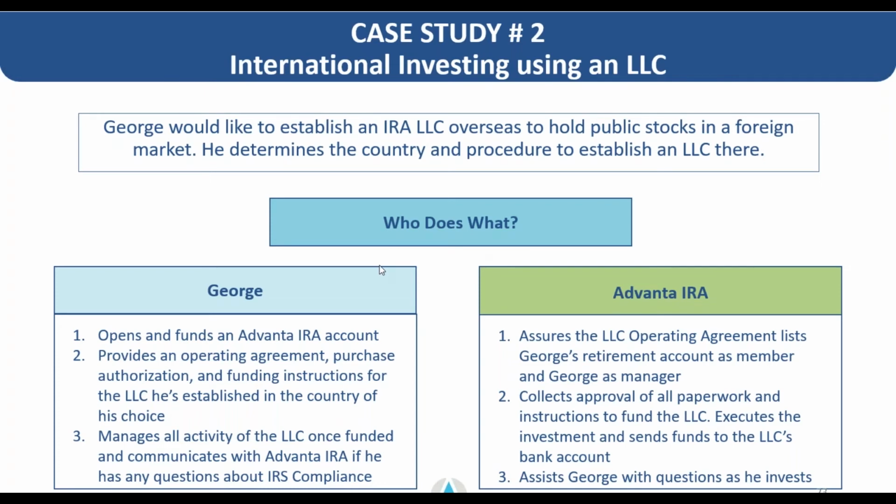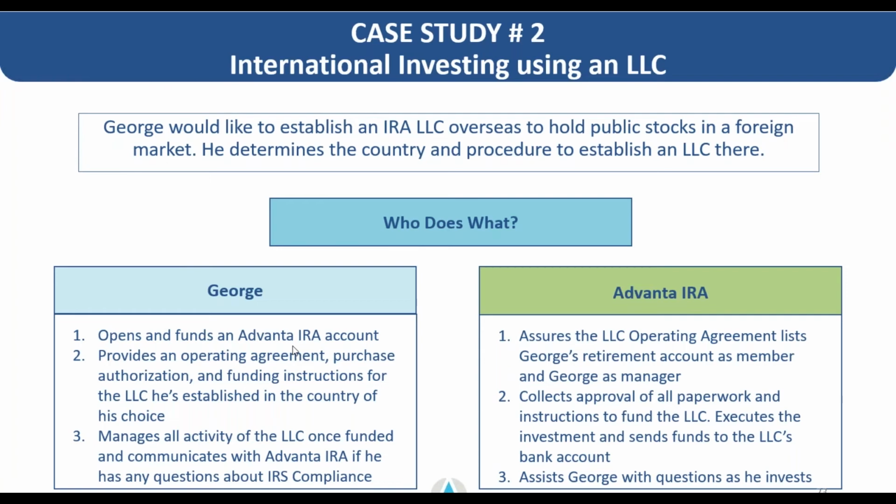So in this example, George wants to establish an IRA LLC overseas to hold public stock in a foreign market. He determines the country and the procedure to establish the LLC. Remember, we're not going to do the research for you, so George is going to do that. He's going to open and fund his IRA account and provide the operating agreement, or the country's equivalent of an operating agreement, that will show the IRA as the sole member in this case, and George as the manager. He's going to manage all of the activities through the LLC once it's funded and communicate to Advanta IRA if he has any questions, and of course the annual value of that entity.